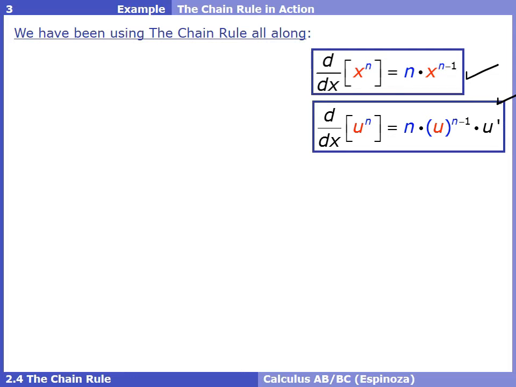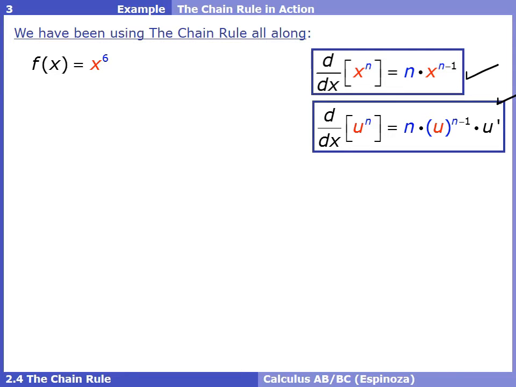So instead of starting with a true chain rule problem, let's start off with a problem we know how to do already, just to prove that we've been using the chain rule all along. So what's the derivative of x to the 6th? Well, we can do that very quickly. We know that's 6x to the 5th. But let's apply this process of using the chain rule and see how that looks.